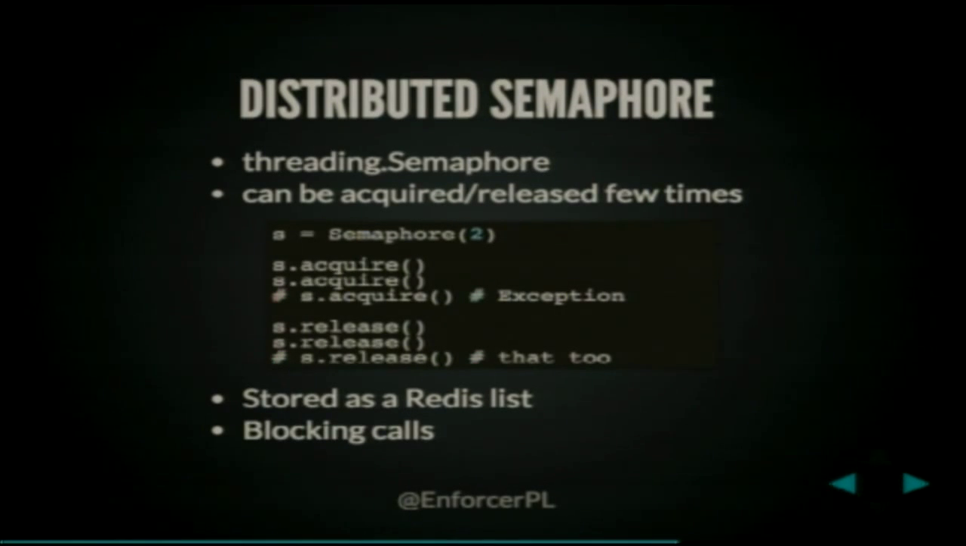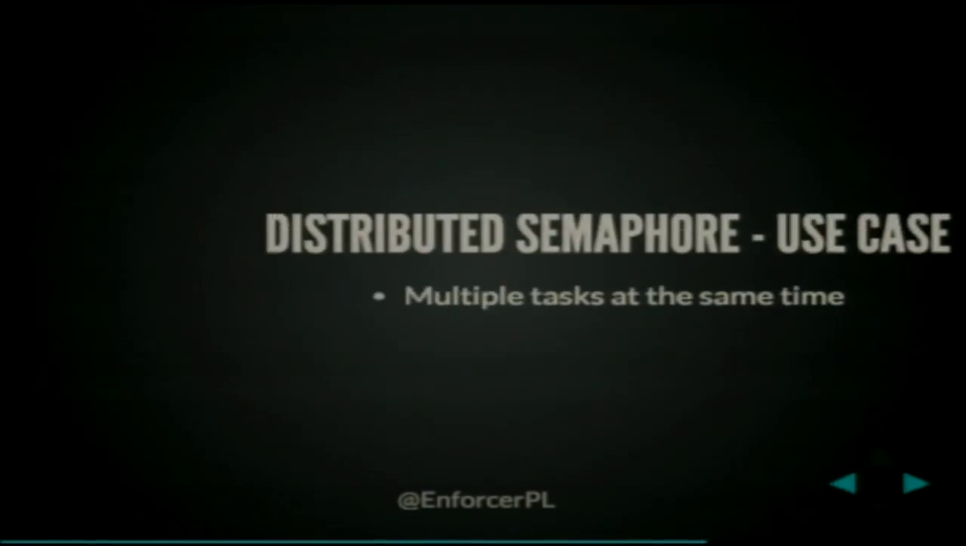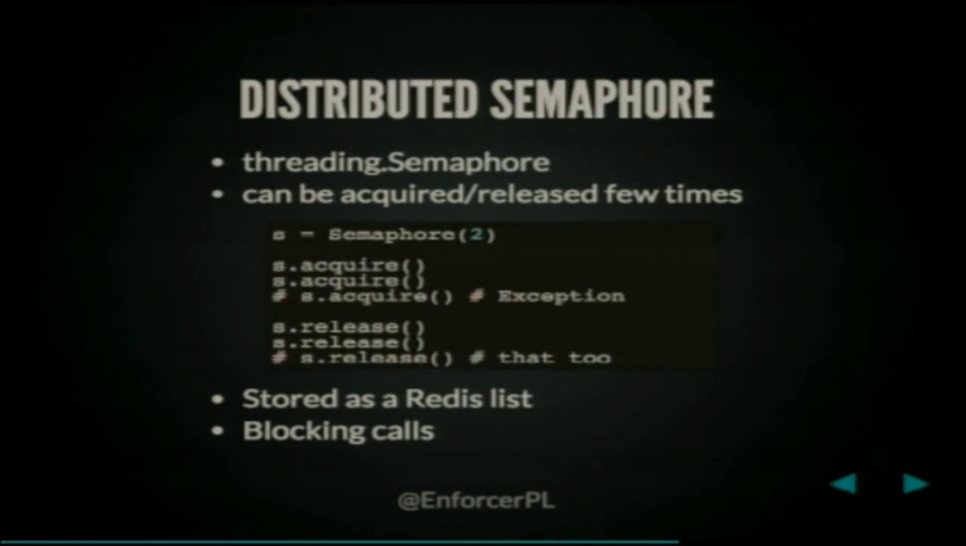The second part will be about the distributed semaphore. The semaphore is different from a lock in that it maintains an internal counter. So it means that it can be released or acquired many times. If we define a semaphore with counter 2, we can acquire it twice and also release it twice. But the original counter cannot be exceeded by further calls. And this will be stored as a Redis list, and the calls to it will be blocking.